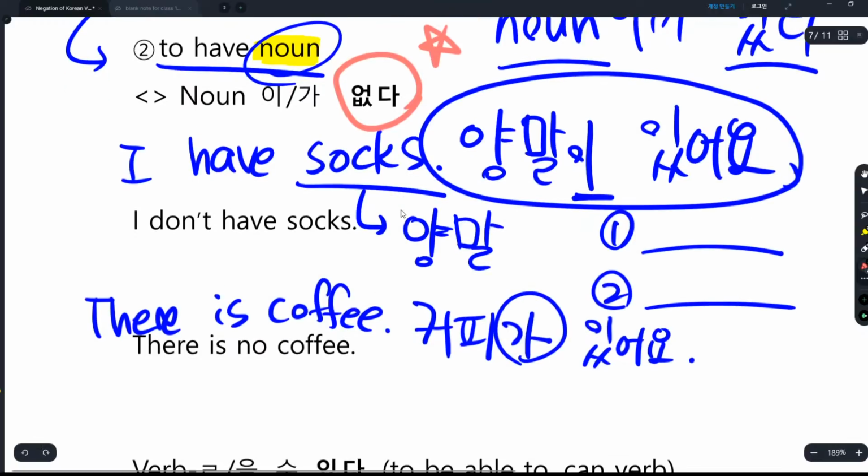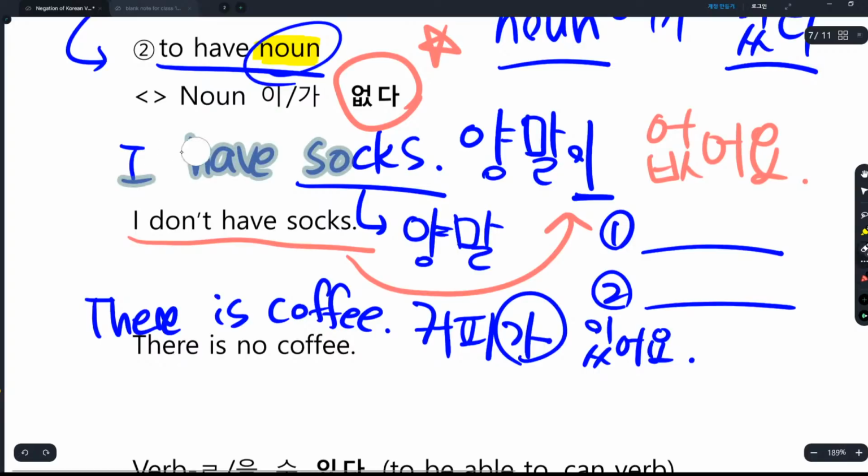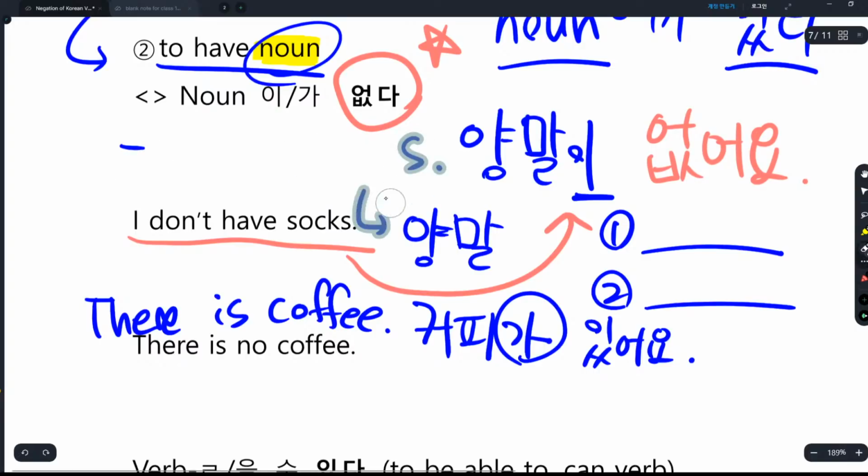So if you want to say I don't have socks, you wouldn't say 양말이 안 있어요. 양말이 안 있어요 would be a wrong way to say it. Instead, you can change the verb 있어요 to 없어요. 양말이 없어요, which means I don't have socks.